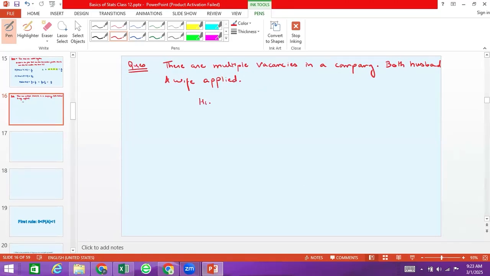Husband has a probability of getting selected. Let's say probability of husband getting selected is 1 by 7. Probability of wife getting selected is 1 by 6. Okay. Now you need to find out what is the probability that at least one of them will get selected?